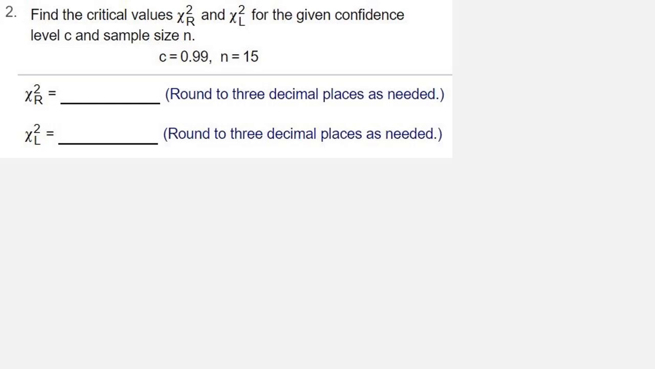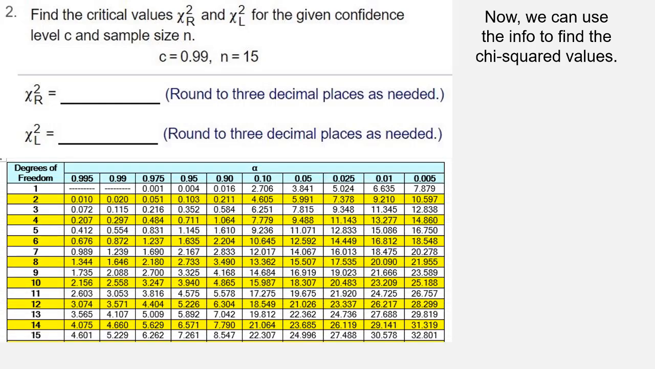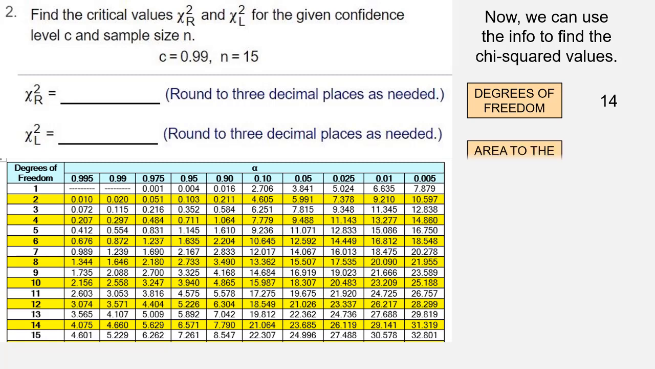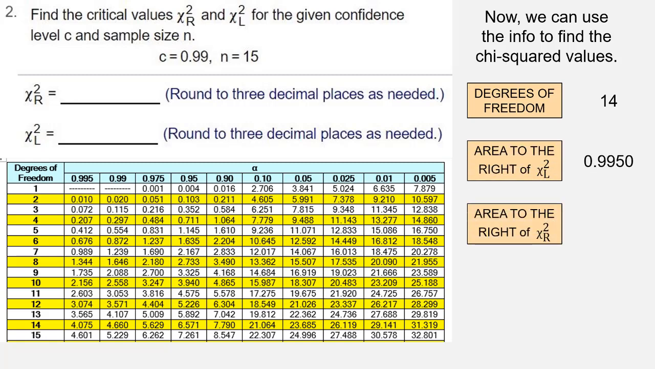So now we can move to the chi-square distribution. We need to remember our values. The degrees of freedom were 14. Area to the right of chi-square L was 0.9950. Area to the right of chi-square R was 0.0050.